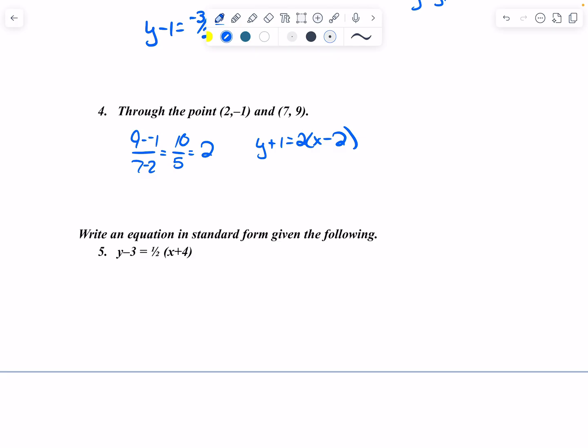Writing an equation in standard form. Again, pause. Take a second to try it first, then watch me do it. Hopefully you took some time to pause it. If not, do so now. But here's what standard form looks like.